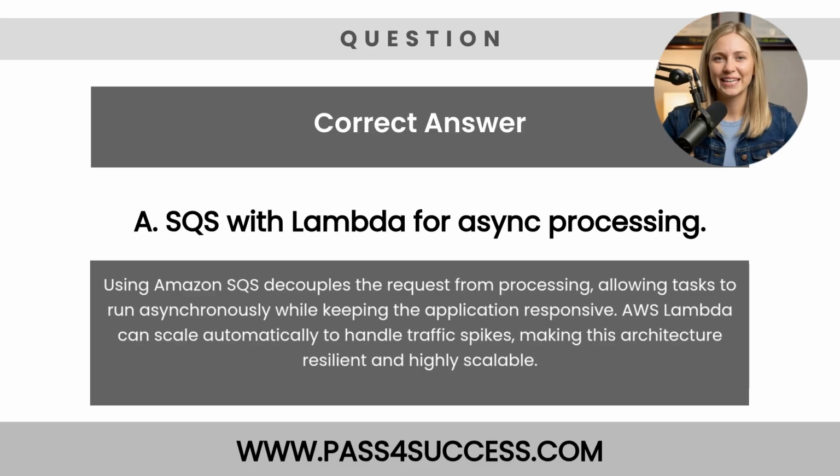The correct answer is A. SQS with Lambda for async processing. Using Amazon SQS decouples the request from processing, allowing tasks to run asynchronously while keeping the application responsive. AWS Lambda can scale automatically to handle traffic spikes, making this architecture resilient and highly scalable.